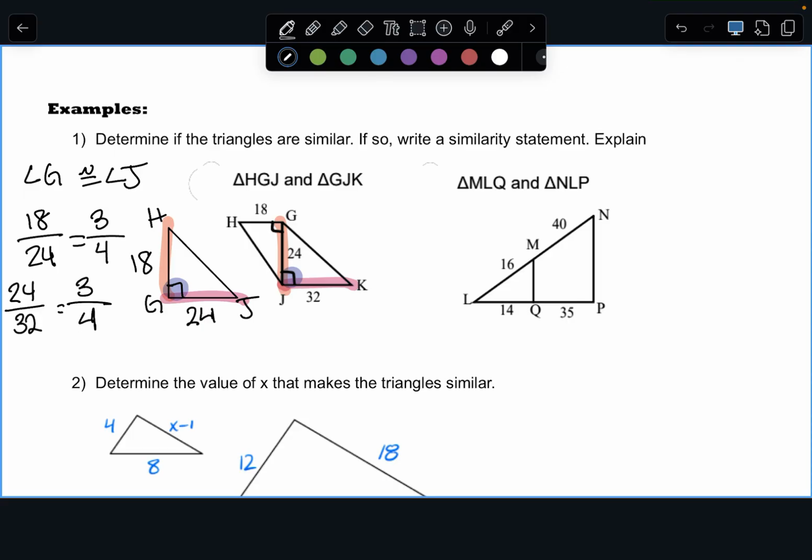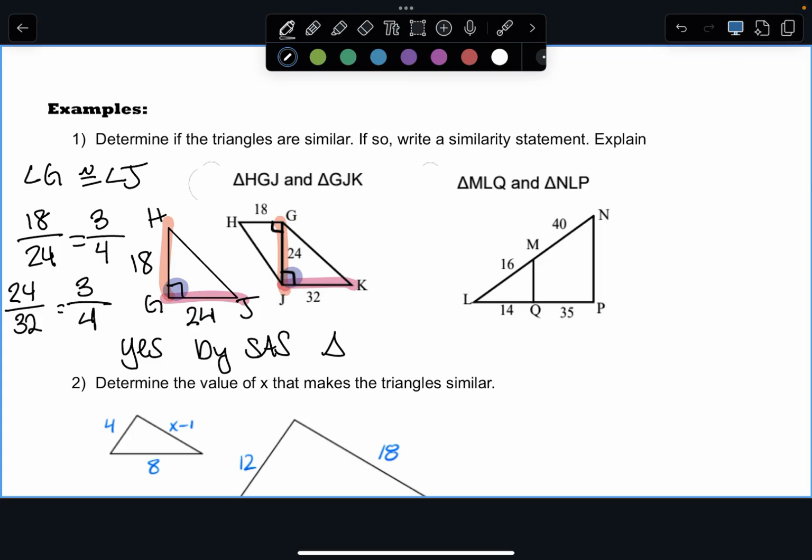Yes. So let's trace out what we know. Again, the highlighted pieces are what I know to work. What's this? Side or angle? Side. Angle. Side. So yes, the triangles are similar by side, angle, side.